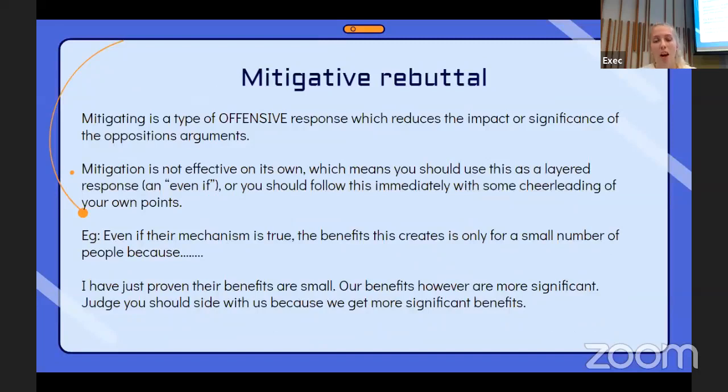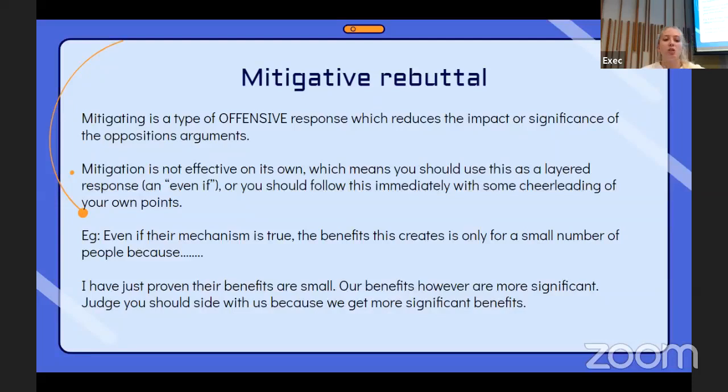The second type of rebuttal that you can use is mitigative rebuttal. So mitigating is another type of offensive response. It reduces the impact or the significance of the opposition's arguments. Note that mitigation is not effective on its own. So this means that you should use this as a layered response, like an "even if", or you should follow it immediately with some kind of cheerleading of your own points.